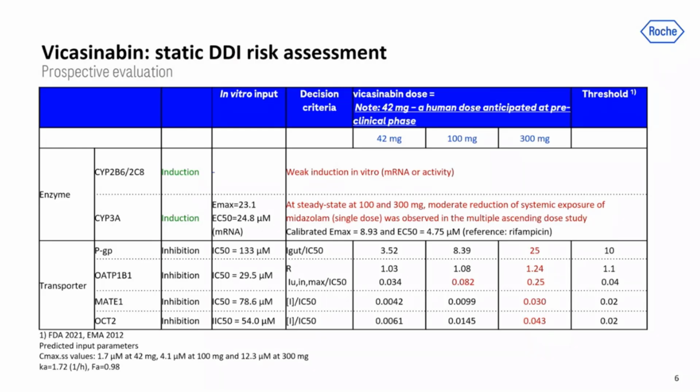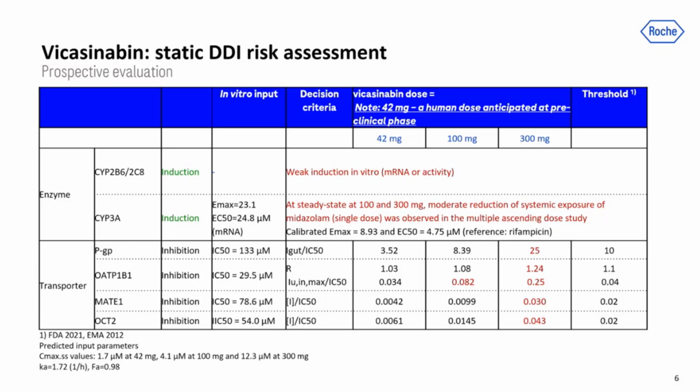Yes, that's the preclinical stage. Of course, we ran the static DDI risk assessment before going to the PBPK modeling. From the preclinical PK-PD relationship, we first anticipated the human dose to be around 42 milligram. However, based on discussion, and because we want to see the maximum tolerated dose, we want to increase the dose up to 300 milligram. So we ran the static DDI risk assessment starting from 42 milligram, up to 300 milligram, and in between 100 milligram.